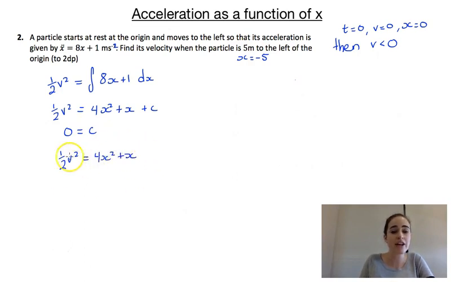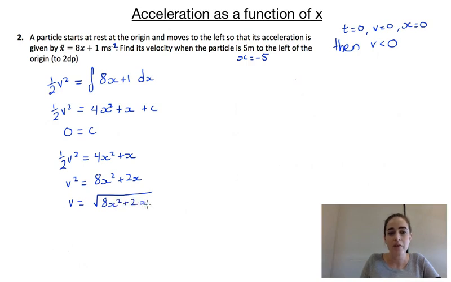Now we want to rearrange that to make v the subject on its own. So v squared would be equal to 8x squared plus 2x. And then we want to take the square root. So we'd have our 8x squared plus 2x. But again, we need to decide whether we want the positive or negative square root. So that's where this second part of that sentence comes in. It says it moves to the left. So if we want it moving to the left, our velocity has to be negative. So we have to have that negative sign in there.